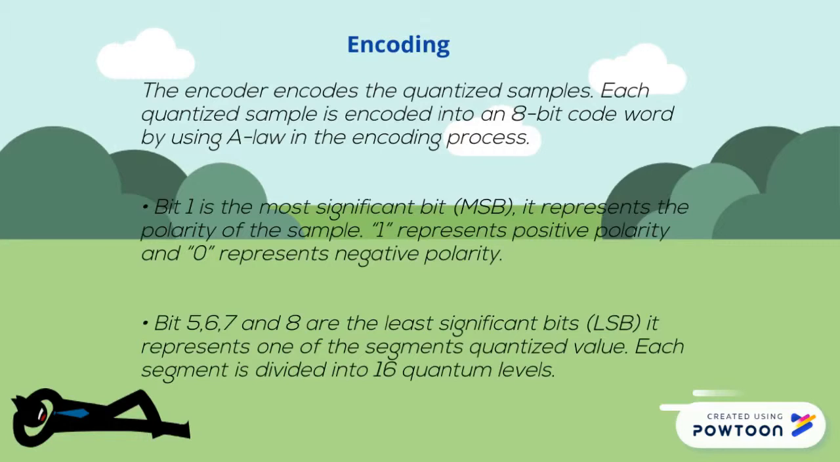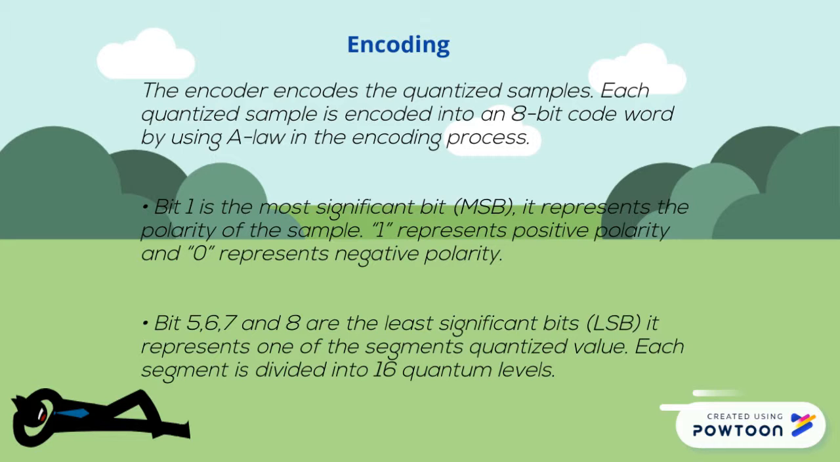Encoding. The encoder encodes the quantized samples. Each quantized sample is encoded into an 8-bit code word by using A-law in the encoding process. Bit 1 is the most significant bit. It represents the polarity of the sample. 1 represents the positive polarity and 0 represents negative polarity.